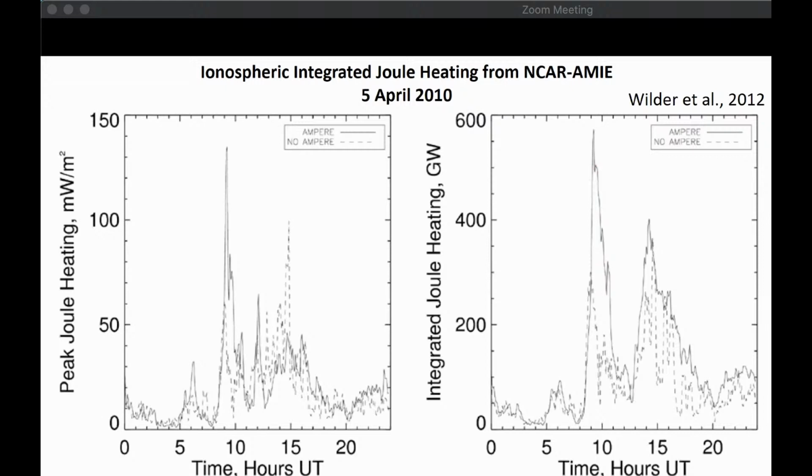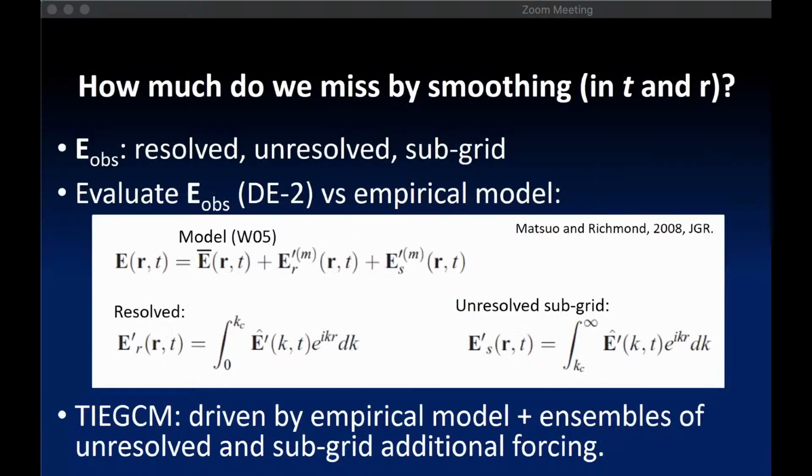So this gives you some idea of the uncertainty that we're confronting in trying to get these estimates. But it's worse than that because we're actually doing a lot of smoothing with these data. And this is work that Matsuo and Richmond did about 12 years ago. There are things that are resolved in our models. There are observations that are unresolved.